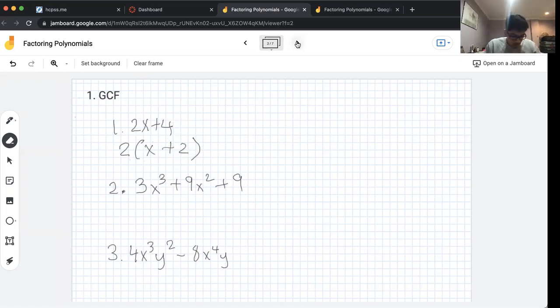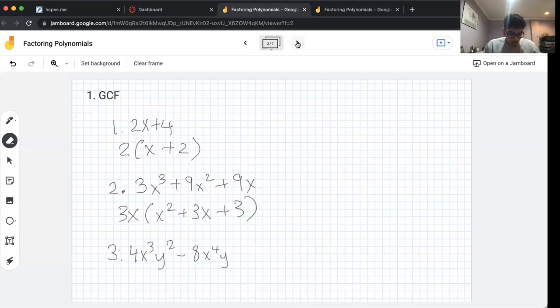For the next expression, not only can we factor out a coefficient, we can also factor out a variable. So in this case, we can factor out 3 as well as an x, as all these terms have an x. So our greatest common factor would be 3x, and then we're going to divide each of the terms again. So 3x cubed divided by 3x is x squared. And then for the second term, 9x squared divided by 3x is 3x. And the last term would just be 3.